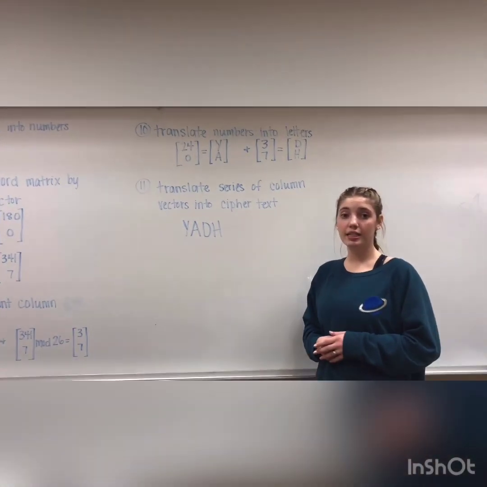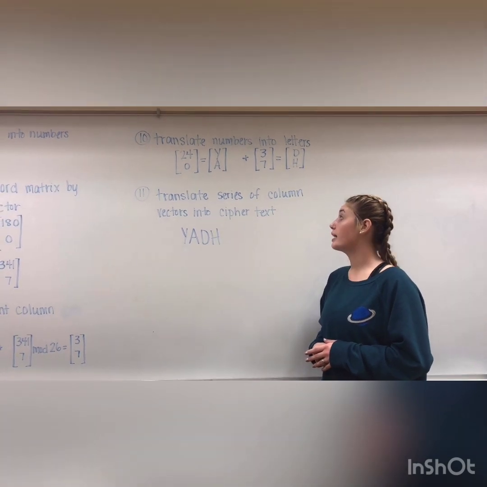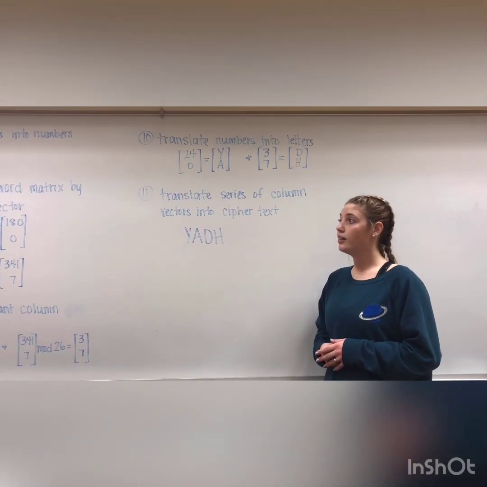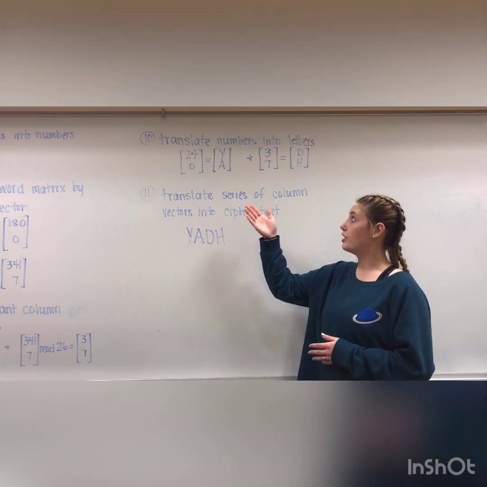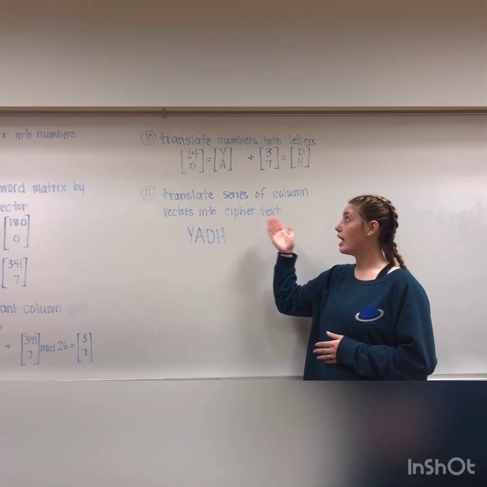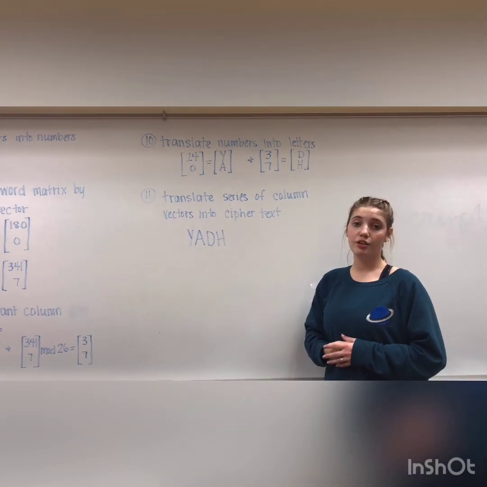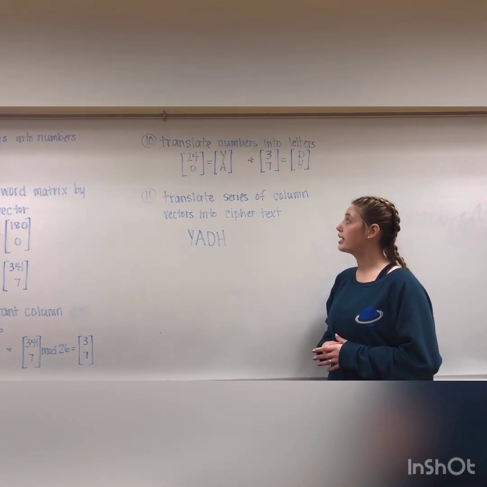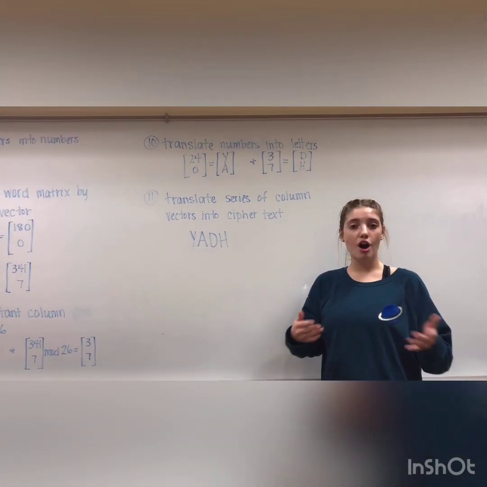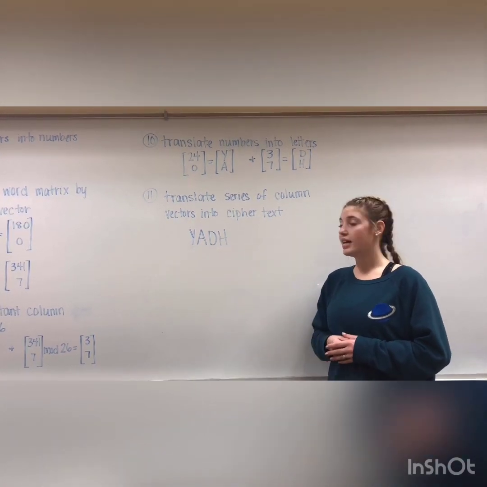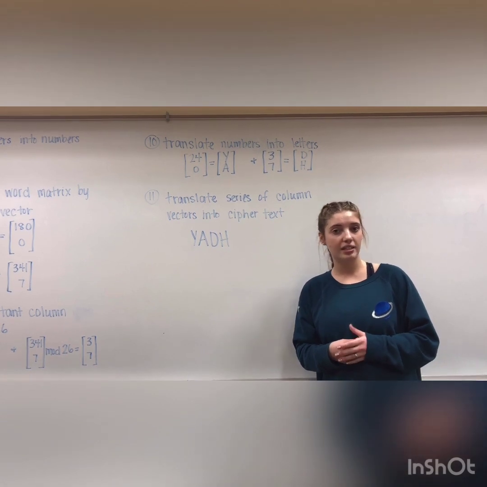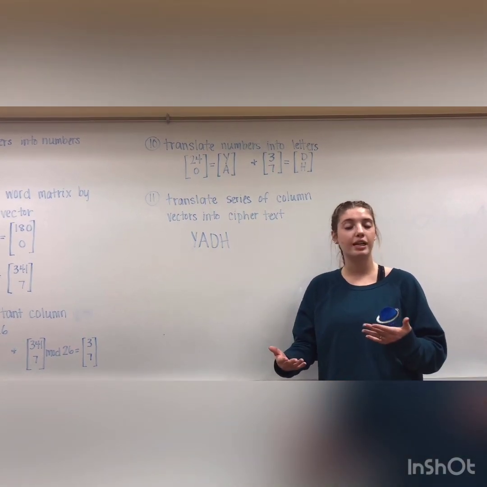Step 10 is to translate these column vectors back into letters. Again, using our alphabetical zero-based indexing, we know that 24 goes to Y, 0 to A, and the vector 3, 7 ends up looking like DH. Our last step is to translate this series of column vectors into ciphertext, or the text that is rearranged so nobody else can read it.